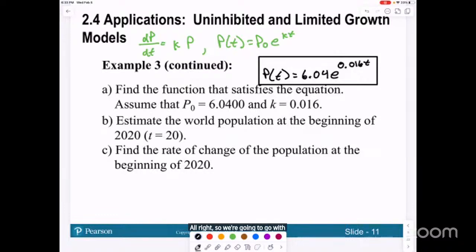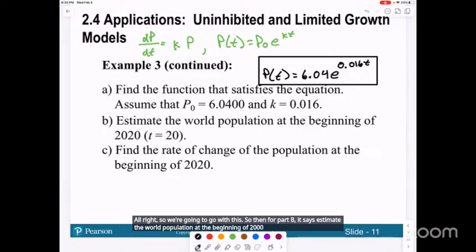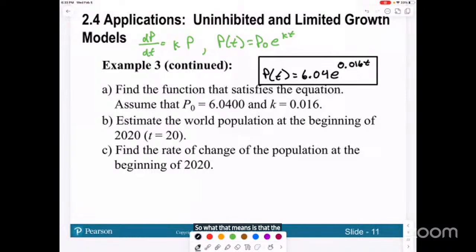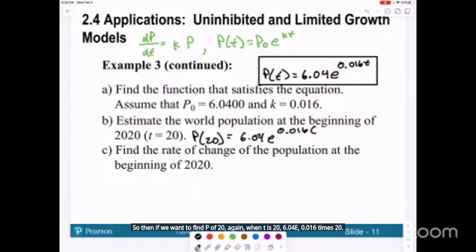So then for part B, it says estimate the world population at the beginning of 2000. I think this is based on the year 2000. So what that means is that the year 2000 counts as year 0. Okay. So then if it's 2020, this is 20 years later. This is when T is 20. So then if we want to find P of 20, again, when T is 20, 6.04 E 0.016 times 20. So then at that point, it's a calculator problem.